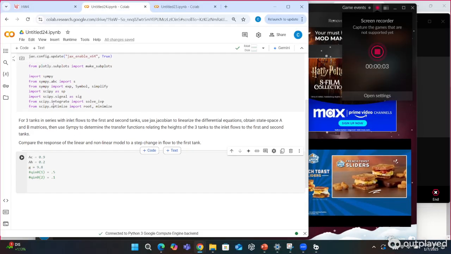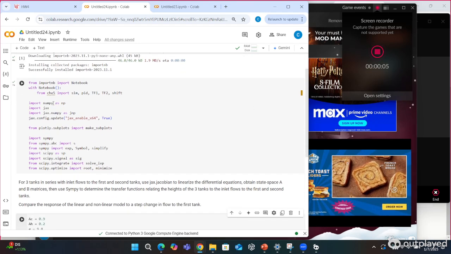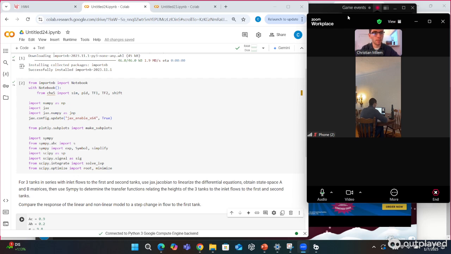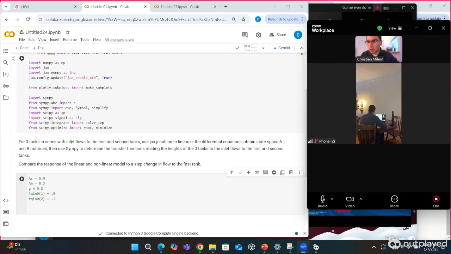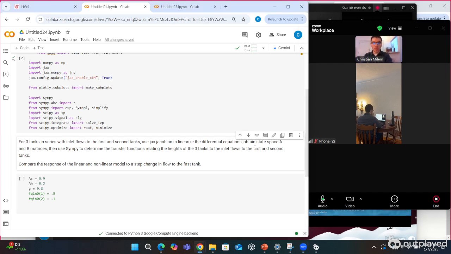All right, so this is part B for homework 4. For 3 tanks in series with inlet flows to the first and second tanks, use Jacobian to linearize the differential equations, obtain state-space A and B matrices. Then use SymPy to determine the transfer functions relating the heights of the 3 tanks to the inlet flows to the first and second tanks.